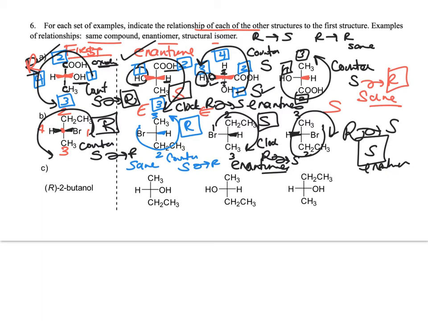Okay, the next one is butanol. So let's see what we can draw here. 1, 2, 3, 4, and then you can draw your 2. Put an OH there. And then we go 1, 2, 3. That is R because it's clockwise. So we want to go ahead and make that coming at you.